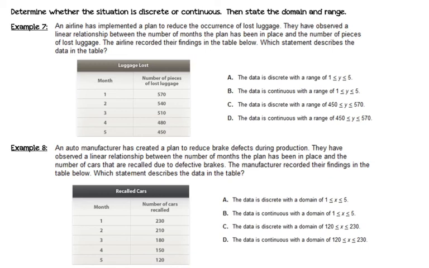An airplane has implemented a plan to reduce the occurrence of lost luggage. They have observed a linear relationship between the number of months the plan has been in place, and the number of pieces of lost luggage. The airline recorded their findings in the table below. Which statement describes the data?